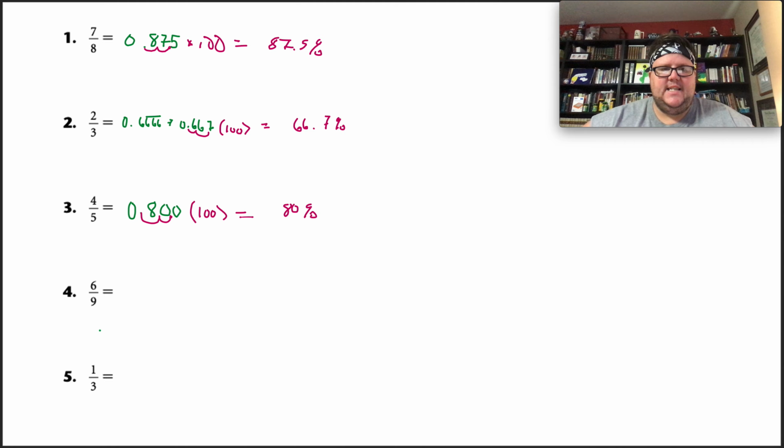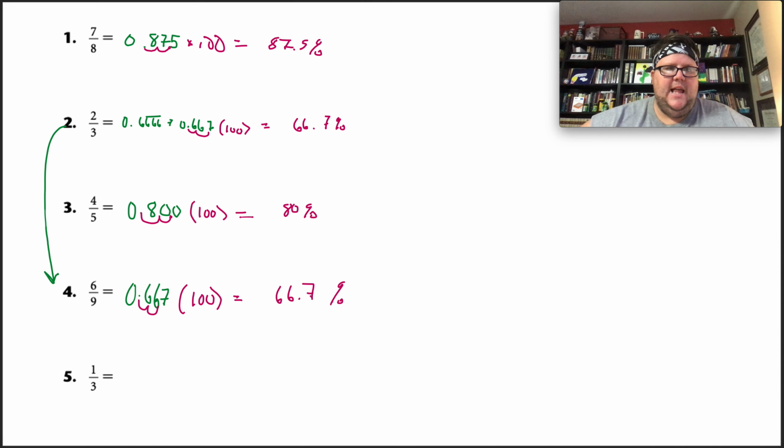We're going again. 6 divided by 9 is actually going to be the same thing as number 2, because 6/9 reduces to 2/3. So it's 0.667. And I'm going to multiply that by 100. So I do top divided by bottom, multiply it by 100, which is just moving the decimal 2 places to the right. So I get 66.7%.